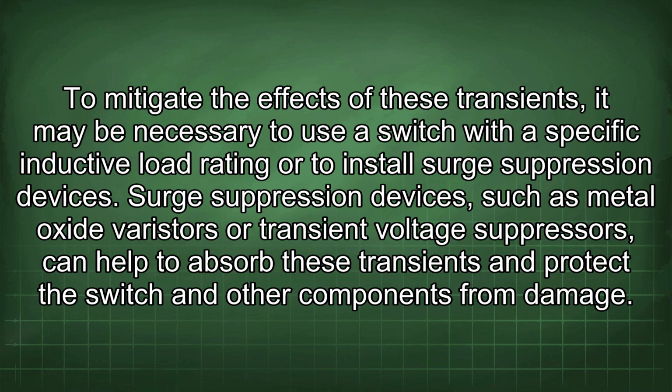To mitigate the effects of these transients, it may be necessary to use a switch with a specific inductive load rating or to install surge suppression devices. Surge suppression devices, such as metal oxide varistors or transient voltage suppressors, can help to absorb these transients and protect the switch and other components from damage.